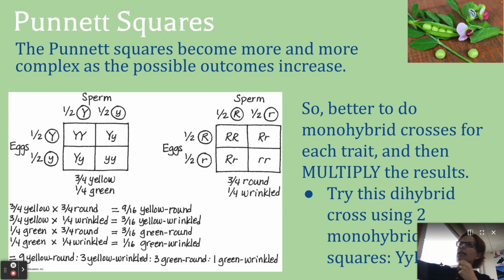You have 2 traits, the color and the shape of the pea, and then you multiply the probabilities. What are the odds that they would have a yellow round pea? You take yellow from the left one and round from the right one. 3/4 times 3/4 is 9/16.